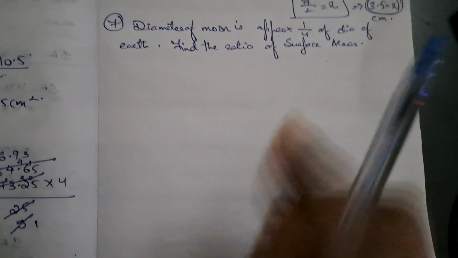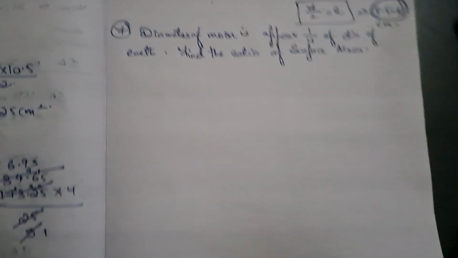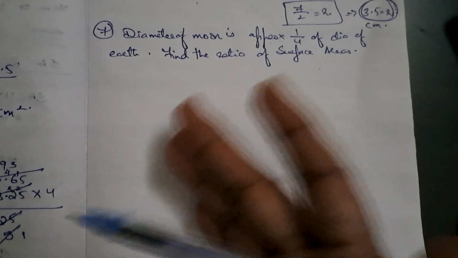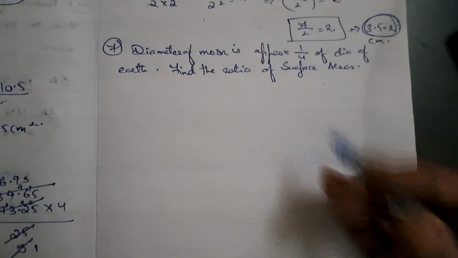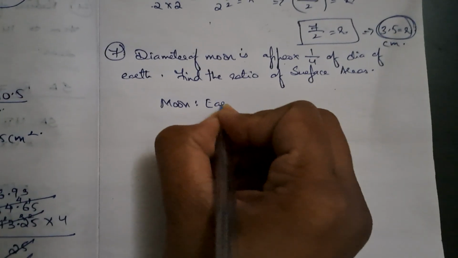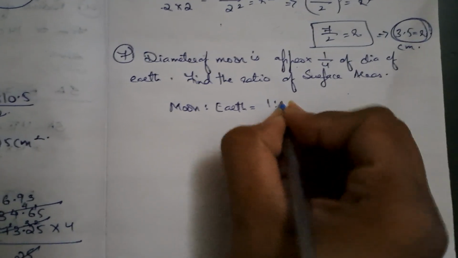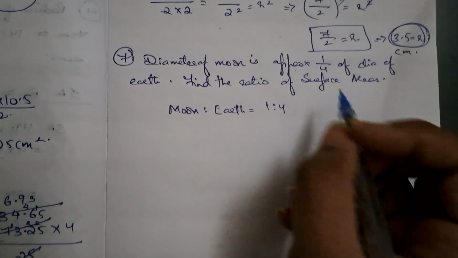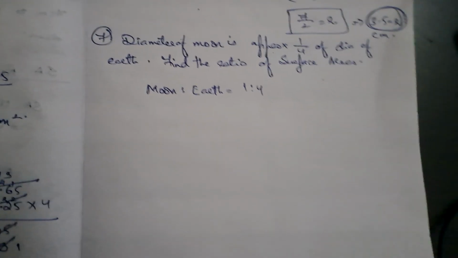Now I have shown you 2 tricks. One is when you can do a longer version of it, and the other one is where you can directly find the ratios of it. Okay, so I know moon to earth, it is already given to me as 1:4. 1:4 is the ratio of it.